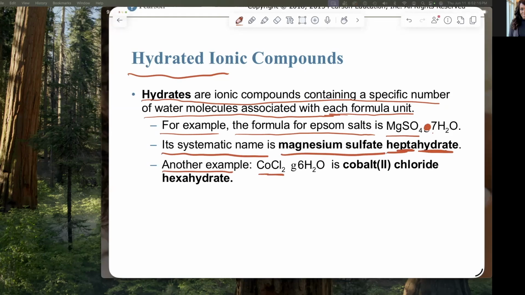Okay. Another example is cobalt 2 chloride. You will name the ionic compound part like any regular ionic compound, right? And then for the water part, you have to say how many water molecules are attached, right? So it's cobalt 2 chloride with 6 waters, so hexahydrate. Remember, when you're figuring out the mass, you have to add in the water mass.